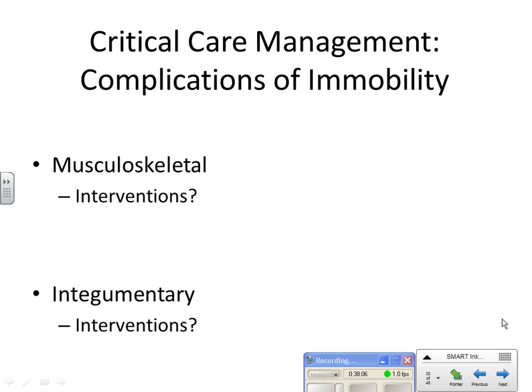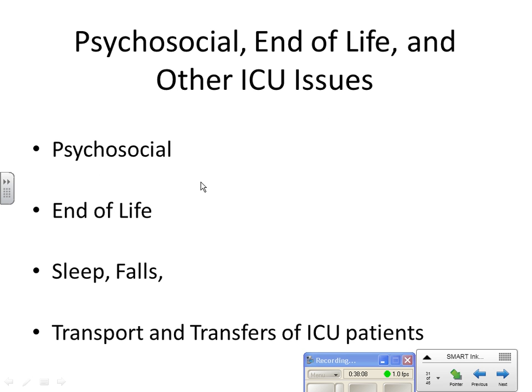And then there's a little bit of information at the end of that chapter, the reading, that talks about some psychosocial, end of life, and safety issues that are really kind of self-explanatory. So we're not going to go over those in the lecture.